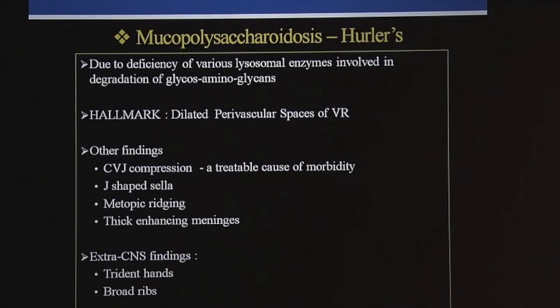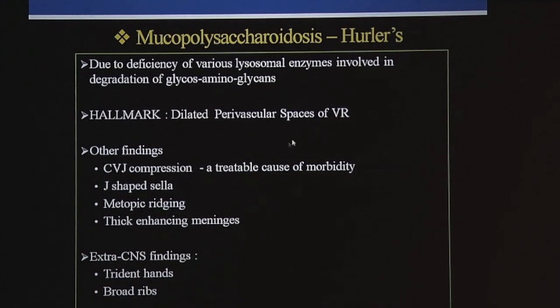Next condition which affects grey and white matter almost equally is Mucopolysaccharidosis. You know there are 13 subtypes. Hurler is the one where CNS gets affected the most. Metabolically, there is deficiency of lysosomal enzymes which are involved in degradation of glycosaminoglycans.